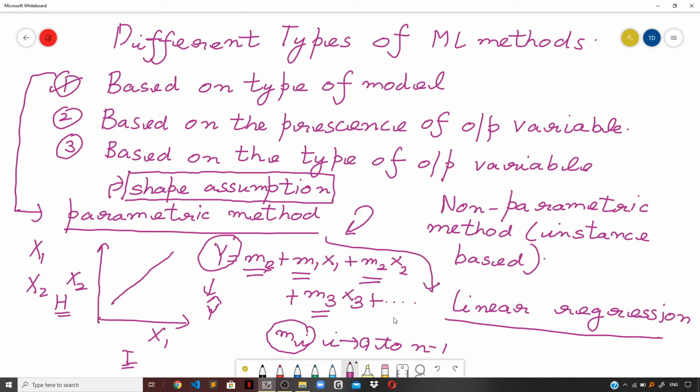Now let us move forward to non-parametric method. So what I will do is I will clear up the screen. So make a note of this and I will clear the canvas here. Okay, now let us move forward to non-parametric methods.